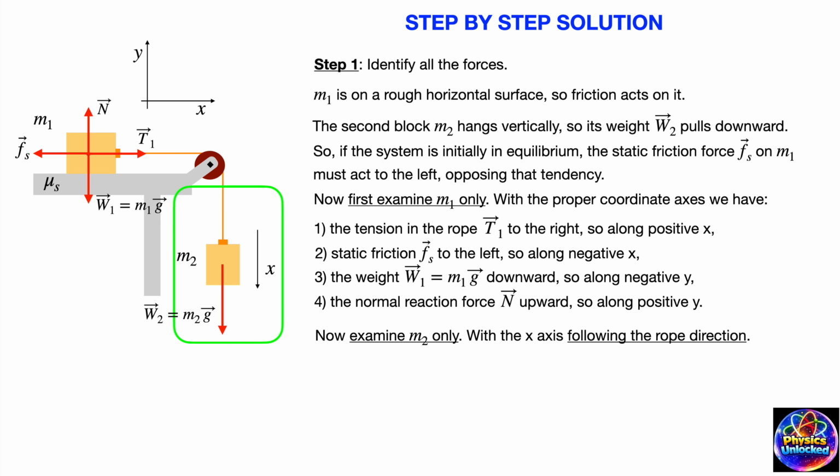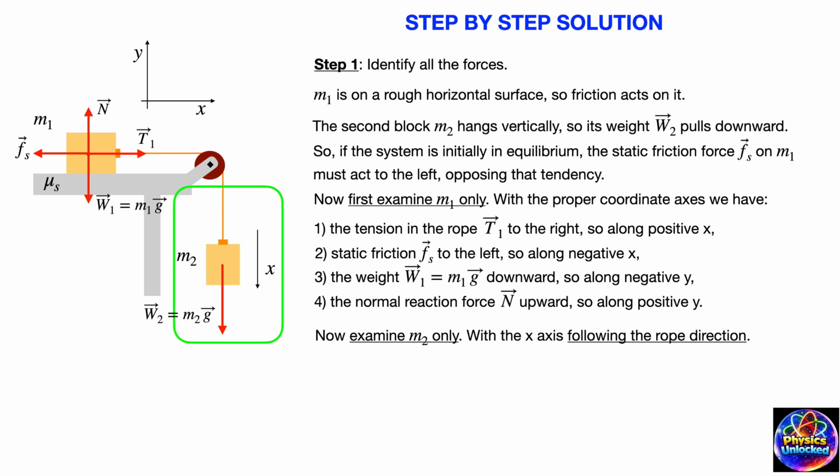Now examine block number 2, examine m2 only. The x-axis follows the direction of the rope. In this case, you may see that the x-axis is going downward because the rope is now going downward, okay? Previously, with block number 1, the x-axis was horizontal, following the rope. But after the pulley, the rope is going downward, so the x-axis is going downward as well.